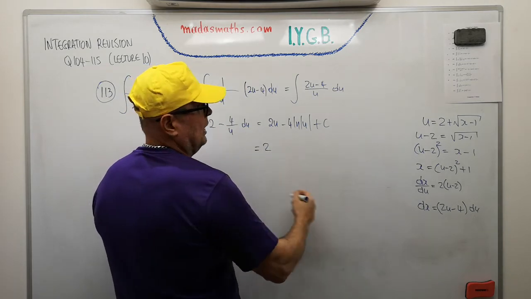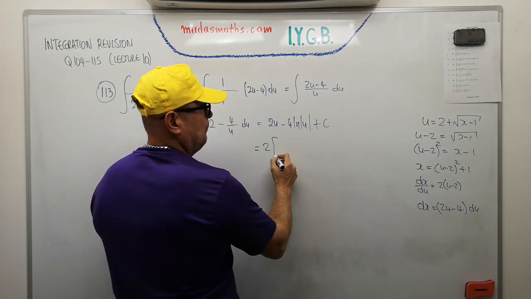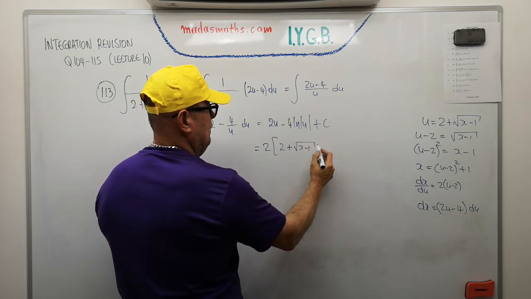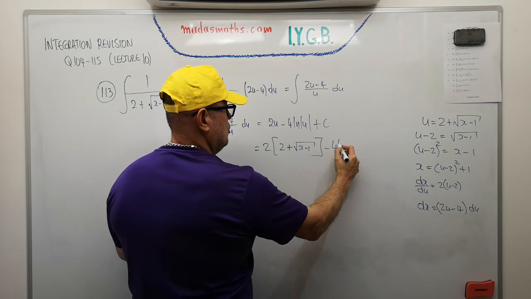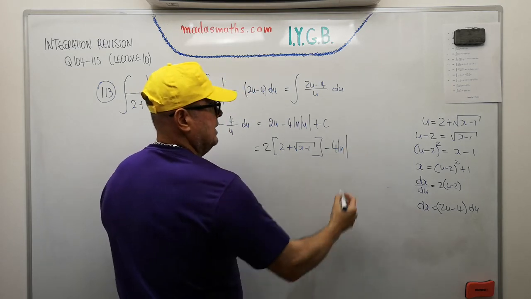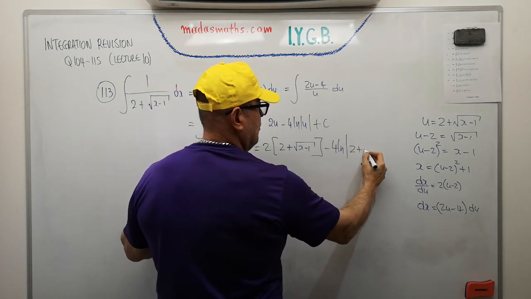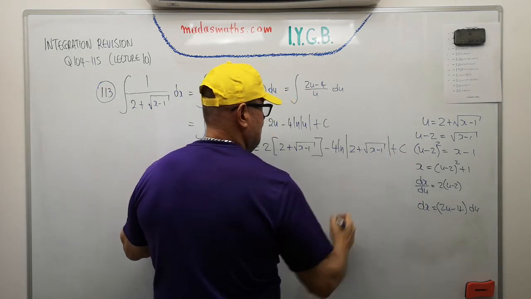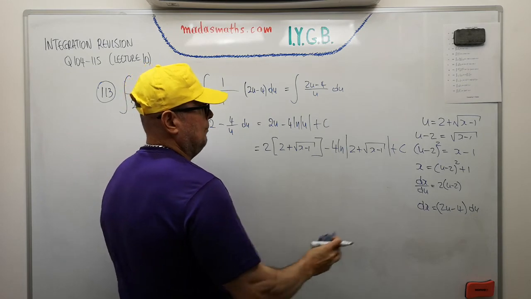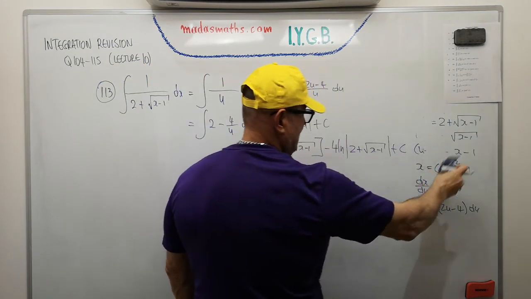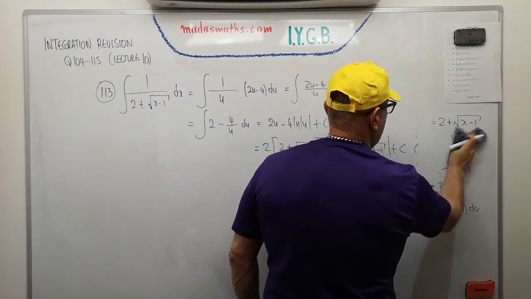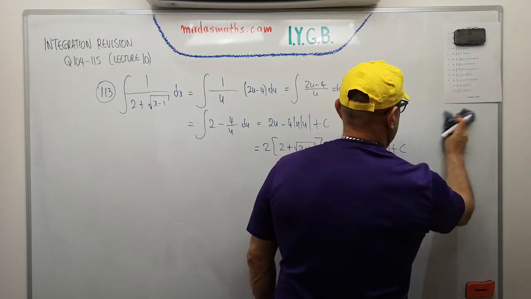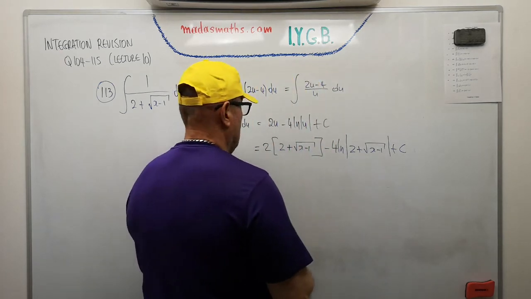So 2, my u is 2 plus the square root of x minus 1, minus 4 times the log of 2 plus the square root of x minus 1, plus c. I'm going to do two things in there because I like to do things properly. I don't need this thing anymore, so let me just rub it off first of all, purely for neatness. You shouldn't really lose marks in the exam if you leave this answer that I just put in there.